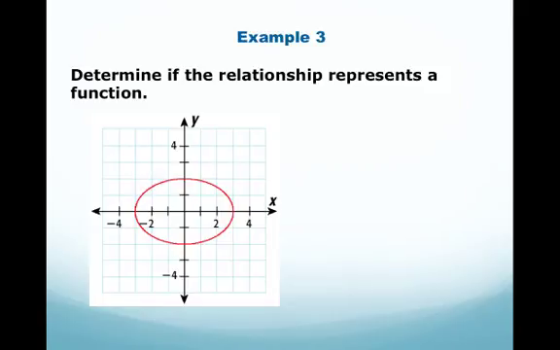Example 3. Determine if the relationship represents a function. So now we're going to see if this graph is a function. What we'll do is the vertical line test. That means we're going to draw vertical lines on the graph. And if that vertical line or any of the vertical lines touch the graph in more than one place, then it's not a function.